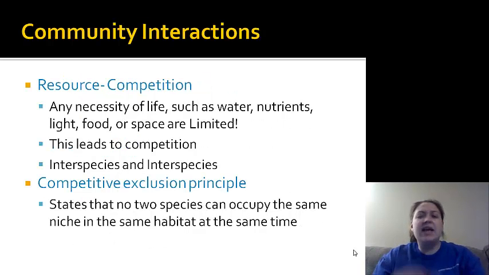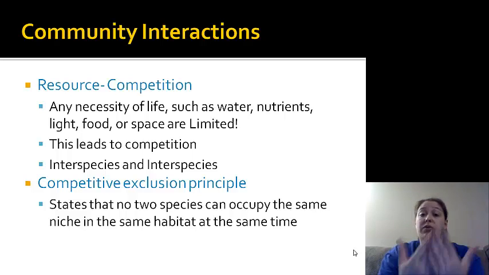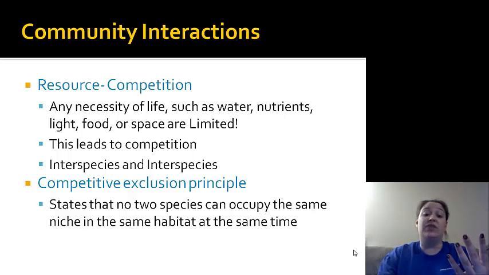Community interactions. As different organisms tend to compete for different resources or limited resources, we tend to see competition. We can have interspecies competition, which is between different organisms, different species, or we can have intraspecies competition, which is between organisms of the same species. Now, competitive exclusion states that no two species can occupy the same niche in the same habitat at the same time. One will always win out, and the other one will have to find either a different time or a different habitat or a different job.